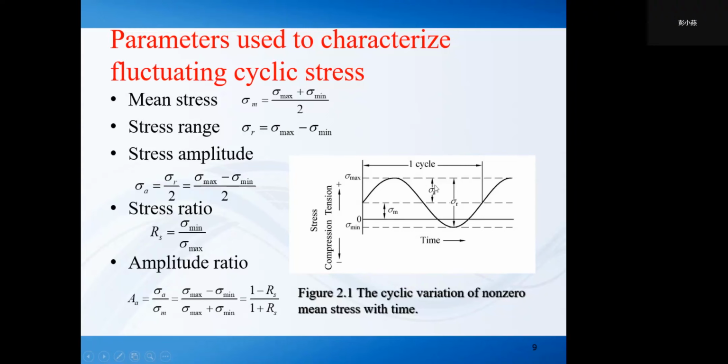And the amplitude ratio can be expressed as this. Okay, this is the figure of fluctuating stress, and there is the maximum stress. This is the minimum stress. This is the stress range, the maximum stress minus the minimum stress. There is the mean stress, and this is the stress amplitude.